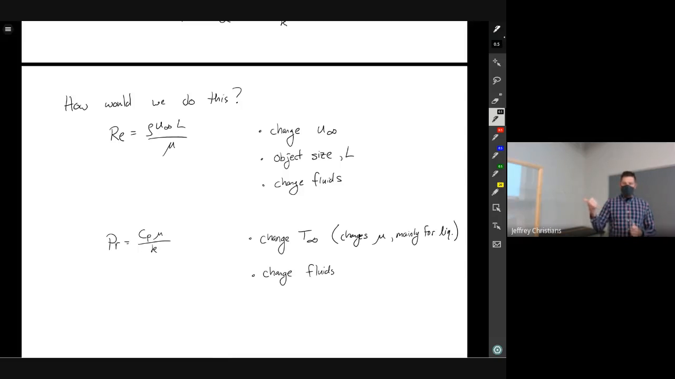But when we do several different Reynolds numbers and several different Prandtl numbers, that gives us a whole bunch of experimental data without a whole lot of experiments, which is the goal, right? We don't want to take 10,000 experiments to be able to understand what's going on. We want to take like 8 and be able to understand what's going on. So that's the idea behind similarity.